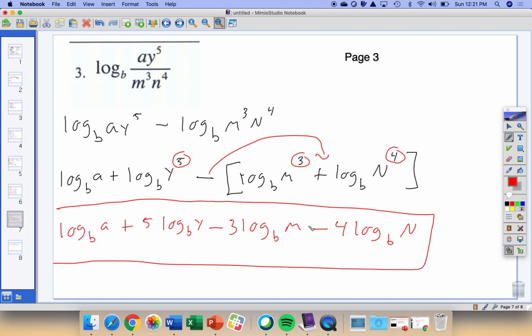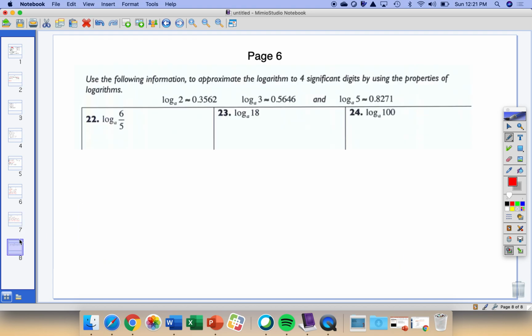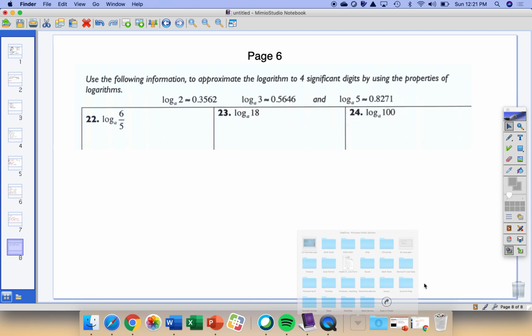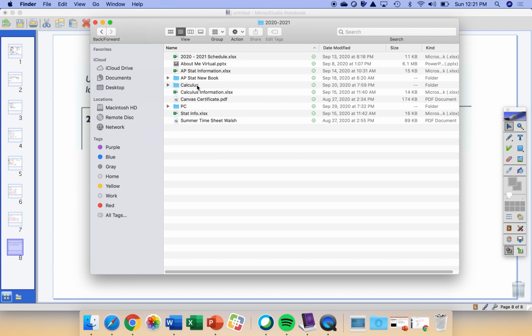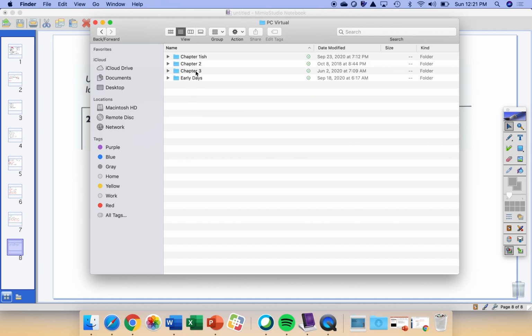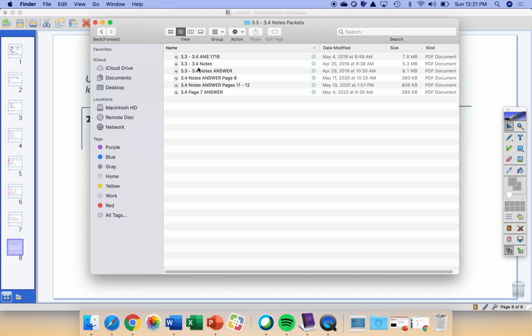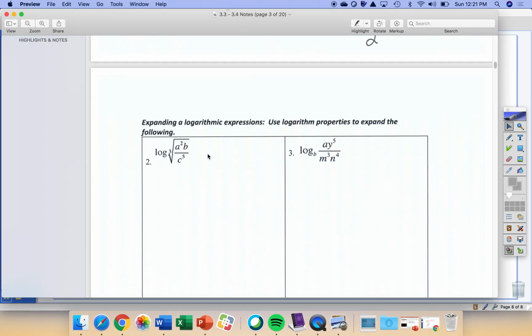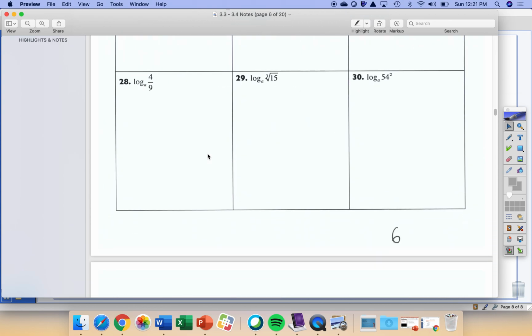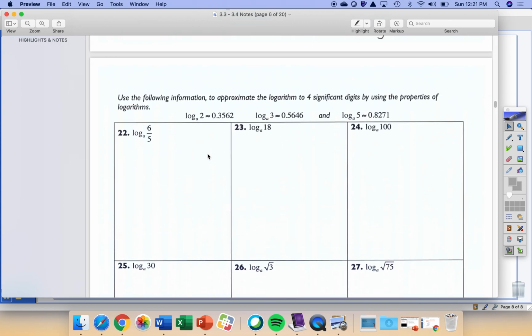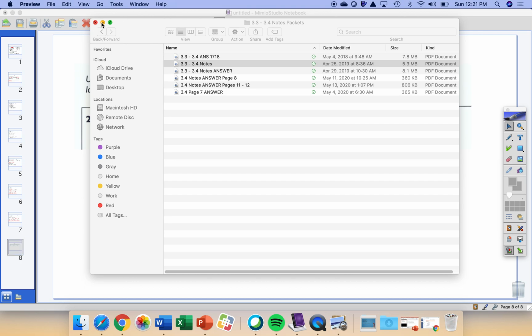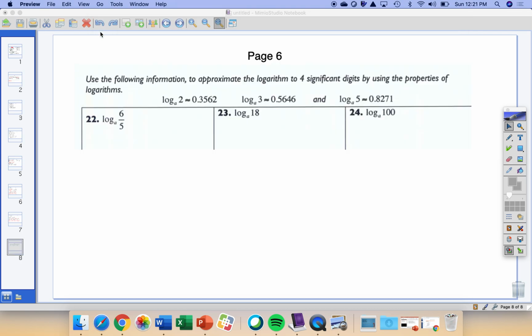Now I want to jump really quickly to page 6. There are problems that look like this, and I believe it's page 6. Let me just double check that. It is page 6. Page 4, 5. Yeah, page 6. Okay. So on page 6, you will see problems that look like this. I want to walk through one problem with you.